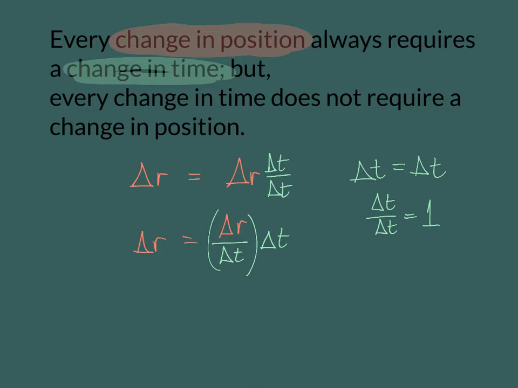A quotient relationship is a this per that relationship. A little bit of this is always associated with a little bit of that. Isn't that what we determined when we said every change in position requires a change in time? A little of this always means a little of that. Now, does anybody know what we should call delta R per delta T?